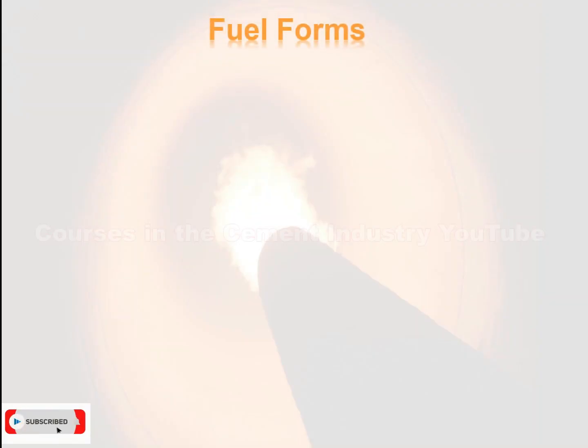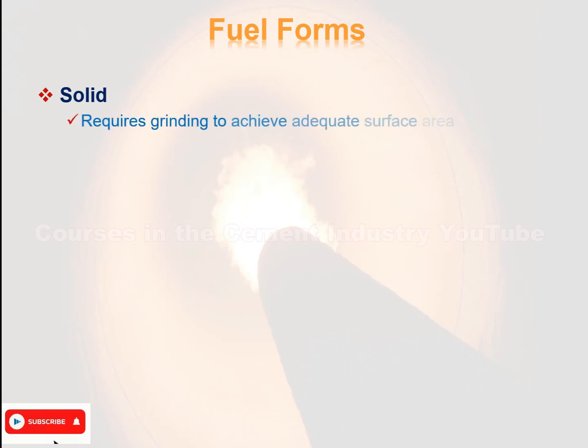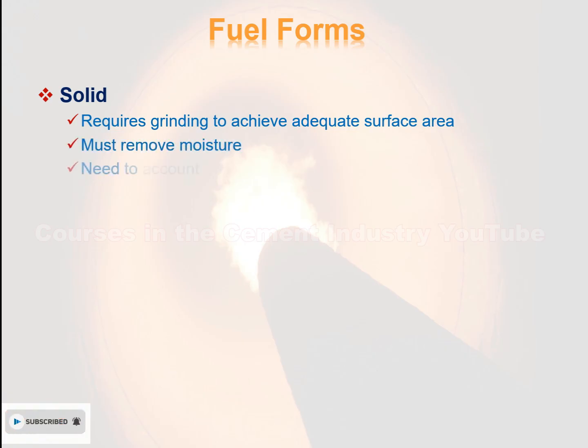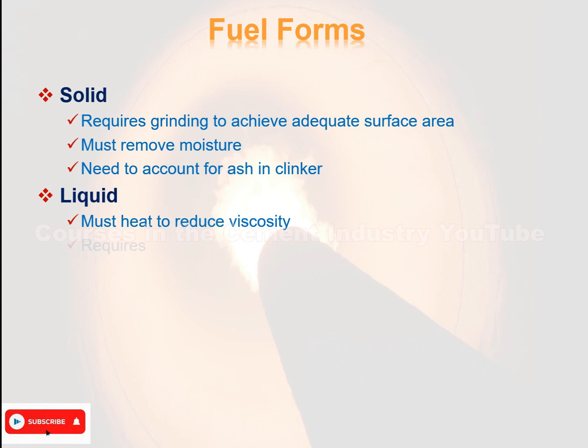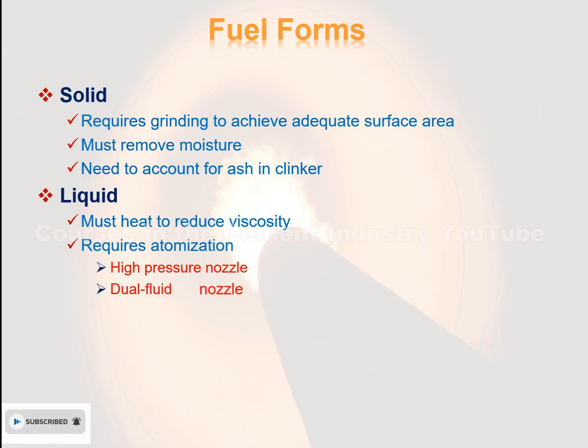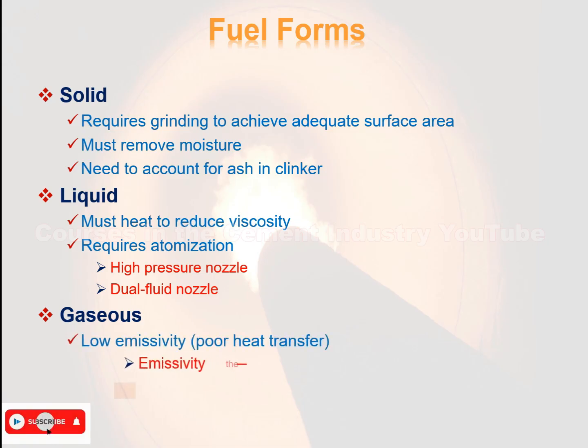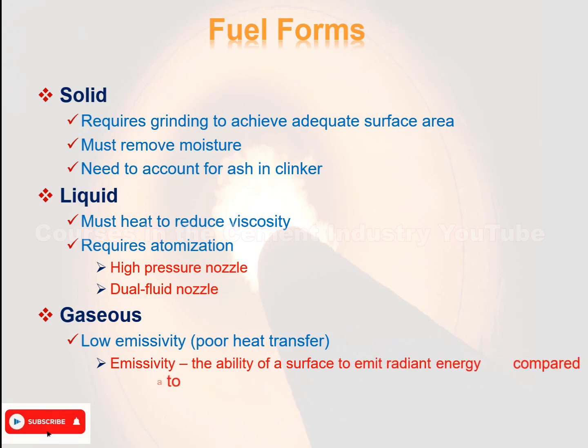Fuel forms. 1. Solid: requires grinding to achieve adequate surface area. Must remove moisture. Need to account for ash in clinker. 2. Liquid: must heat to reduce viscosity. Requires atomization, high pressure nozzle, dual fluid nozzle. 3. Gaseous: low emissivity, poor heat transfer. Emissivity is the ability of a surface to emit radiant energy compared to a black body.